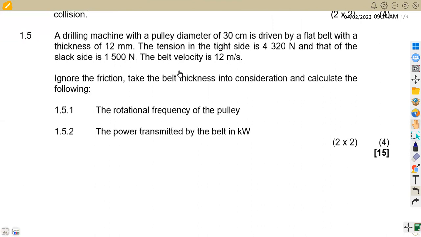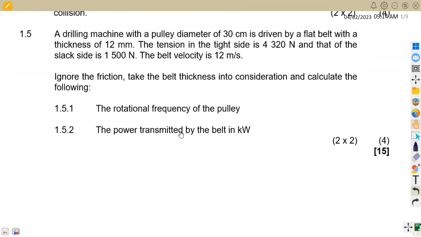1.5, we are given that a drilling machine with a pulley diameter of 30 centimeters is driven by a flat belt. All right, so this is driven by a flat belt. We are given its diameter of 30 centimeters. So let's take the information. A diameter of 30 centimeters converted to meters, we divide by 100. Remember that a meter is equivalent to 100 centimeters. So that is going to be 0.3 meters.